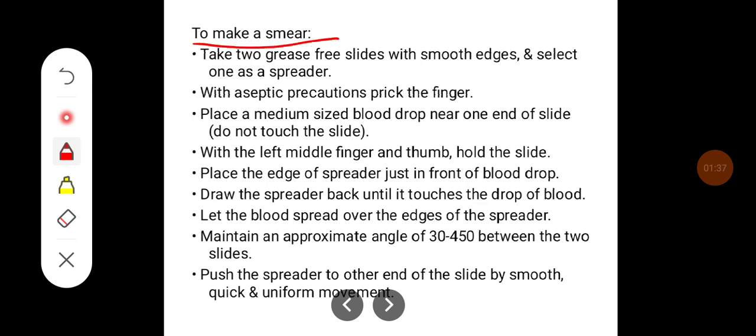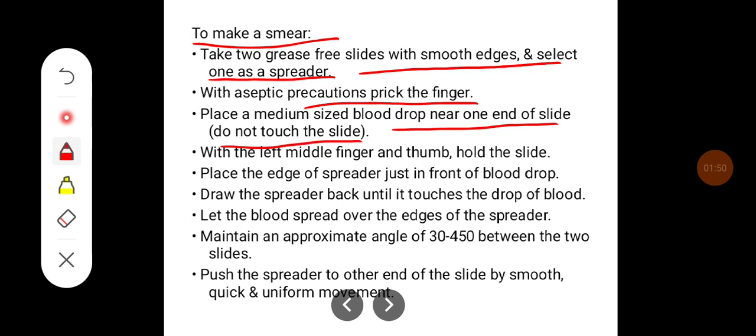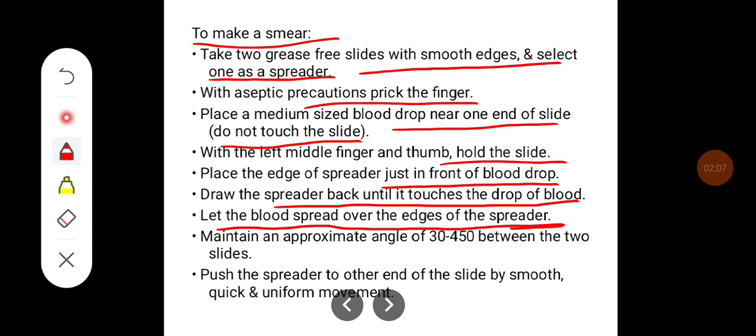To make a smear, take two grease-free slides with smooth edges and select one as a spreader. With aseptic precaution, prick the finger. Place a medium-sized blood drop near one end of the slide. Do not touch the slide. With the left middle finger and thumb, hold the slide. Place the edge of the spreader just in front of the blood and draw the spreader back until it touches the blood drop. Let the blood spread over the edges of the spreader.